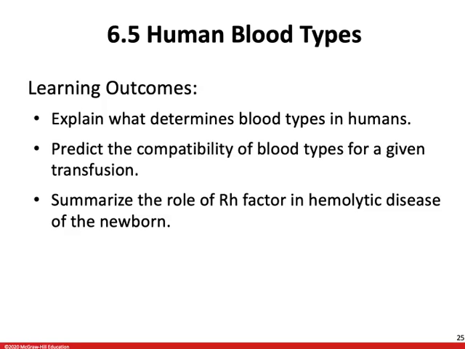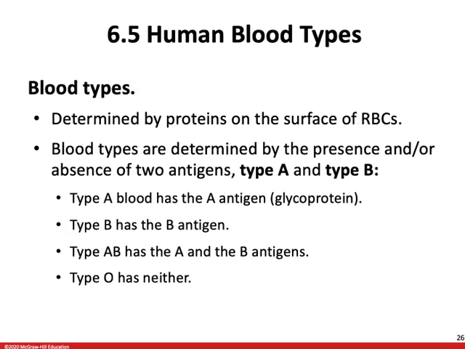All right, so another important aspect when we're discussing blood is to discuss human blood types. Blood types are pretty interesting. They're going to be determined by proteins that are found on the surface of red blood cells. And there are a couple of instances in which they're going to be really important.